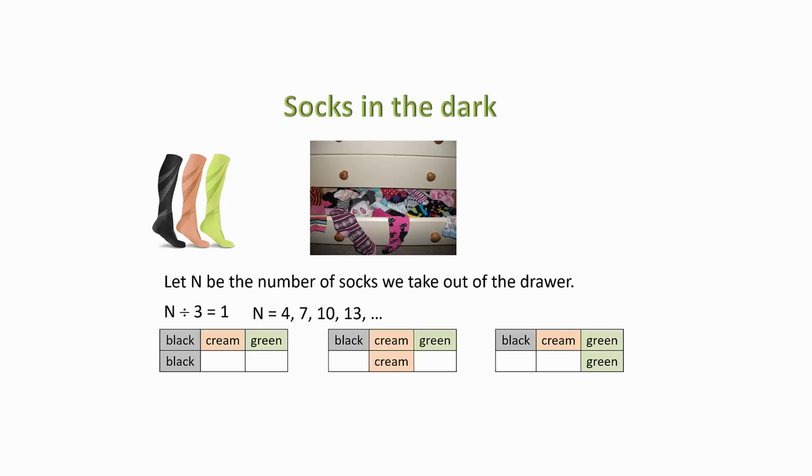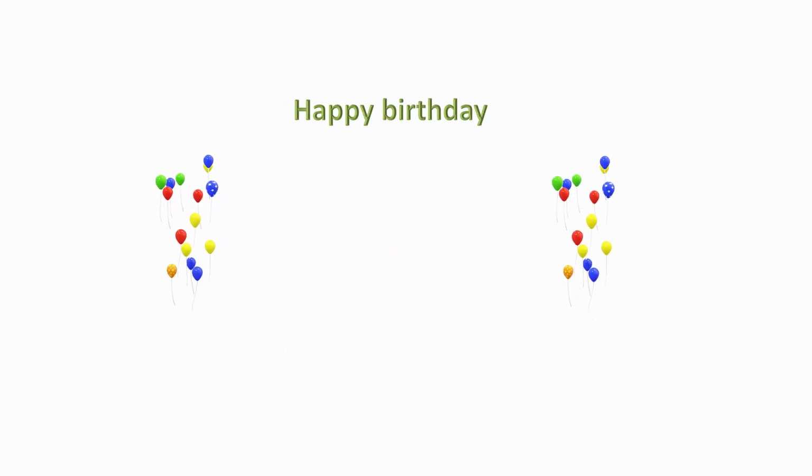And we can show all the combinations as you can see there. In the first situation we can take out one of each colour and the fourth sock will be black. In the second situation, one of each colour and the fourth sock will be cream, or in the last combination, one of each colour and the fourth sock will be green. In either case, we need a minimum of 4 socks. Okay, let's try another one.